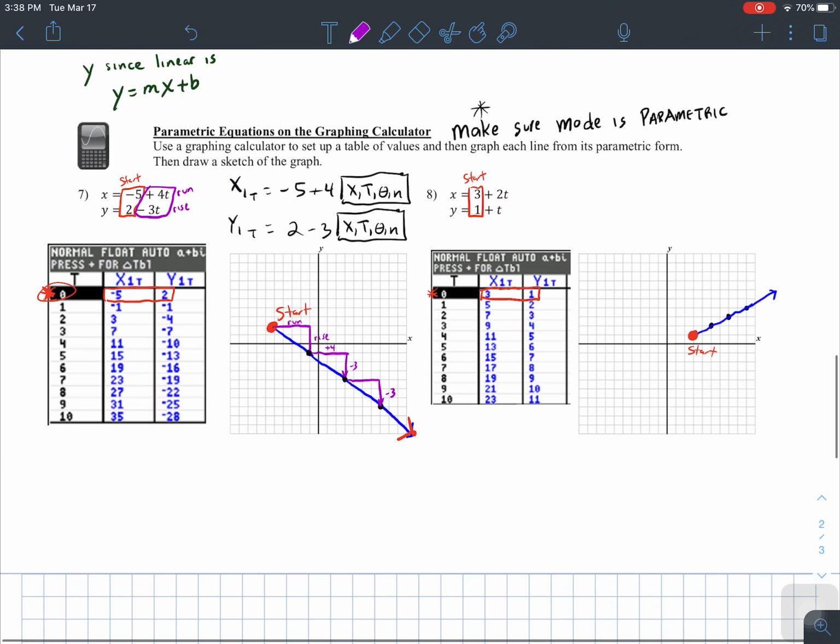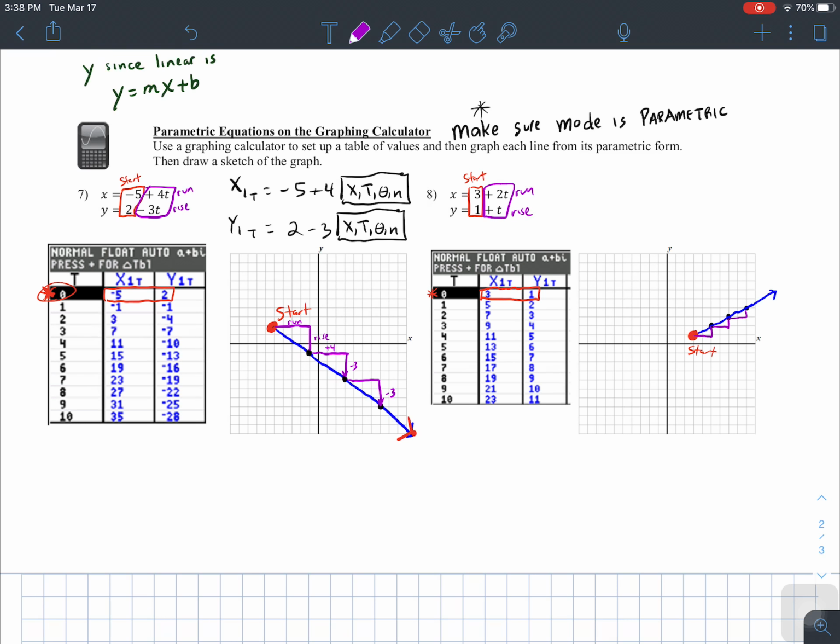Wow, it's just a guess. Let's check the next one, see if it works. In this case, I would have a run of 2 and a rise of 1. So let's see. I'm going to the right 2, up 1, right 2, up 1, right 2, up 1. Yep. So we don't even need the calculators if you don't want to.